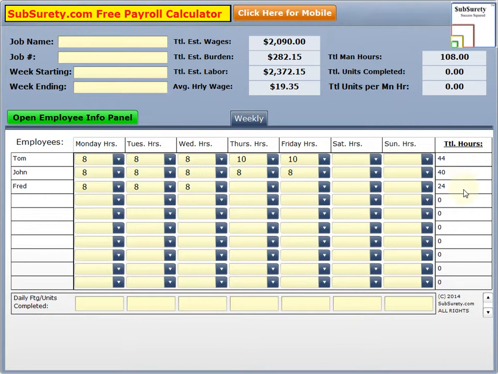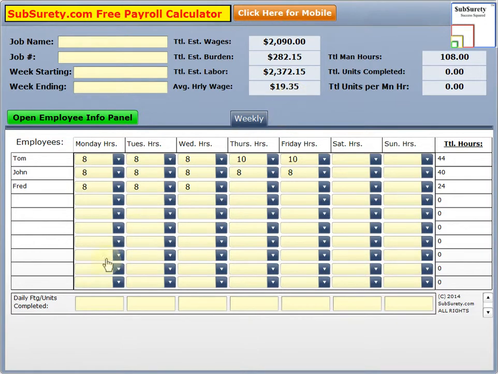And again, over on the right-hand side, I can see 44, 40, and 24. Those are my total hours. So total man hours for this particular job, for this particular week, is 108. My estimated wages, these are just dollars that I'm paying to the guys themselves, $2,090. My contribution in burden is $282.15. Total, that add these two up is $2,372.15, and my average hourly wage is $19.35.